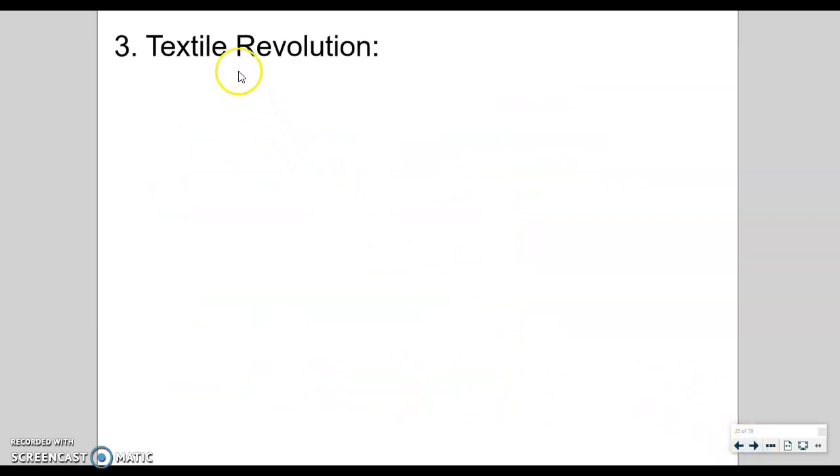This third picture is about the Textile Revolution. So your third title is Textile Revolution.